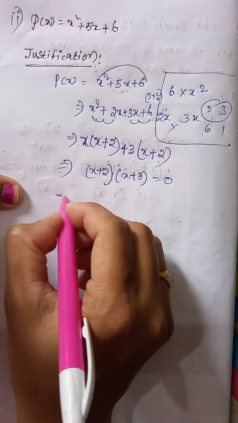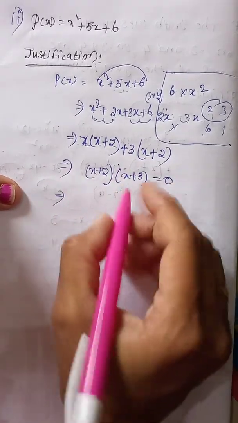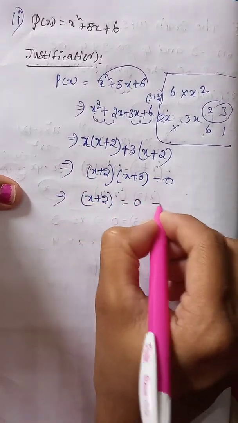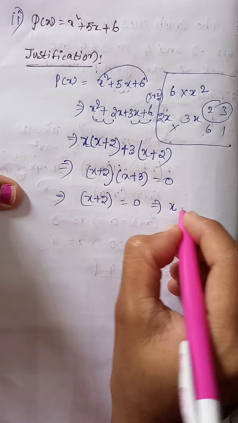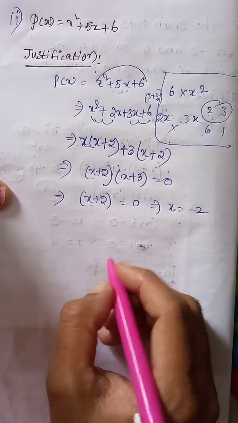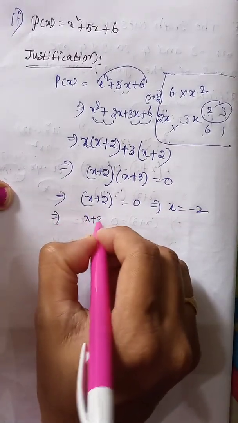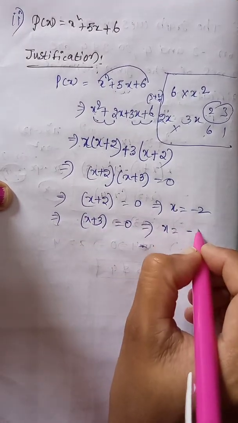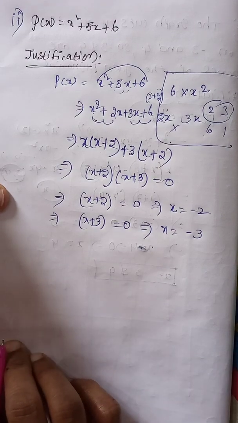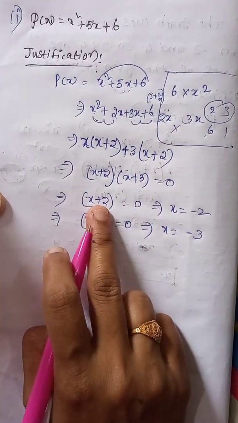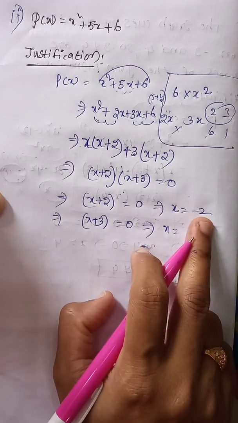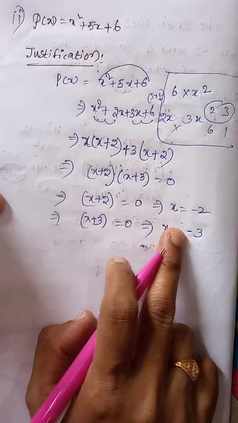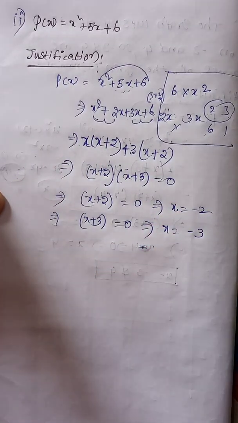To find the zeros, we have to equate each of these to 0. x plus 2 equal to 0, then x equal to minus 2. x plus 3 equal to 0, then x equal to minus 3. If we move plus 2 from LHS to RHS it becomes minus 2. Here plus 3 moves from LHS to RHS and becomes minus 3. So these are the zeros of this polynomial, minus 2 and minus 3.